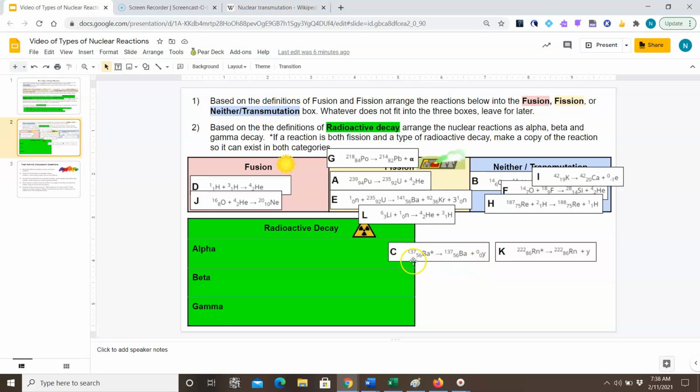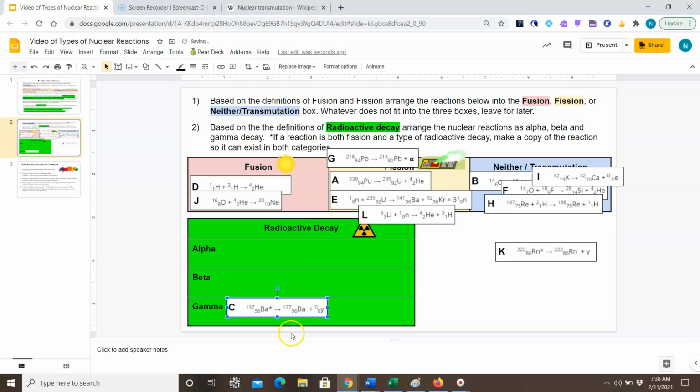So take a look at these, C and K. So we have, for example, barium-137 to form barium-137 and this particle here. What type of particle is that? Well, if you said gamma, you are correct. And so therefore, this one's going to go under gamma decay. So we're going to move C here. And that star, by the way, just means that you have an excited nucleus. It has a lot of energy. All right, what about radon-222? Yep, so K will also go under gamma decay. Once again, you can tell because it has a gamma on the product side.